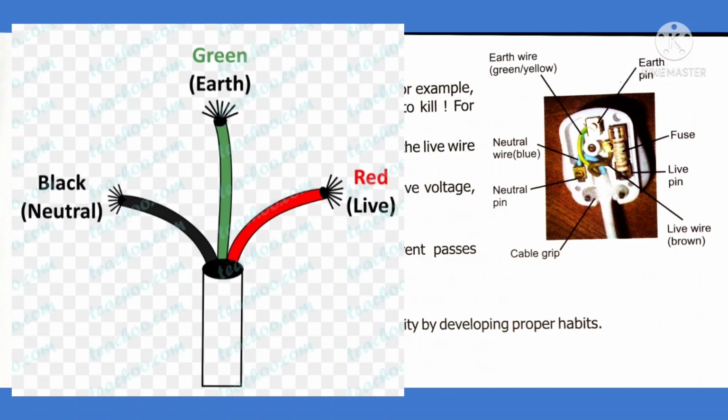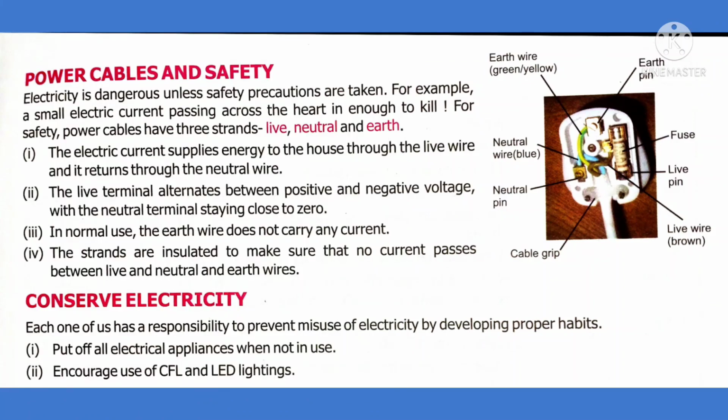The live terminal alternates between positive and negative voltage, with the neutral terminal staying close to zero. In normal use, the earth wire does not carry any current. The strands are insulated to make sure that no current passes between the live, neutral and earth wires. There is a need to conserve electricity. So what do we do? Put off electrical appliances when they are not being used. Encourage the use of CFL or LED bulbs, which reduce consumption of electricity.